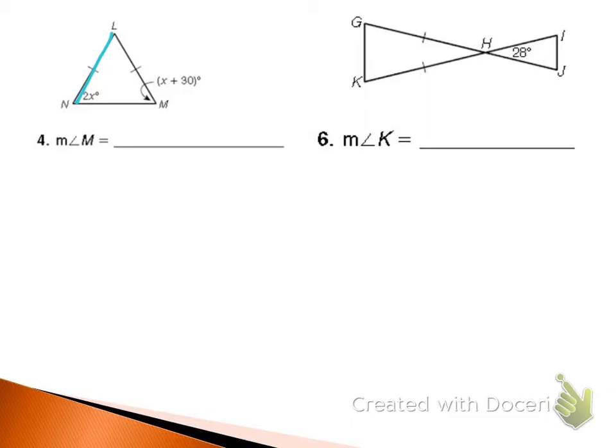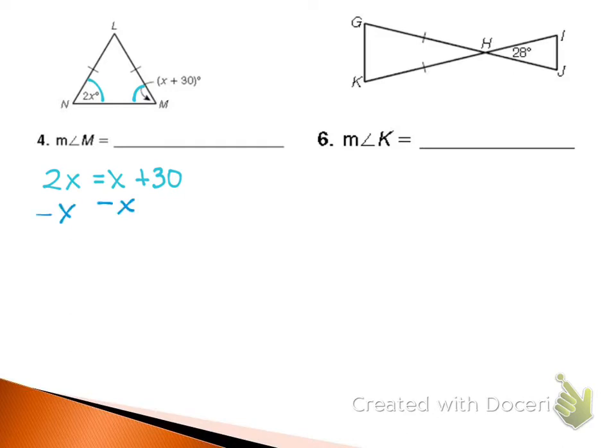So what angle is across from NL? Angle M. So M is going to be one of our congruent angles. And then what angle is across from LM? Angle N. So if those two angles are the congruent angles, what can I do with them? Set them equal to each other. 2x equals x plus 30.